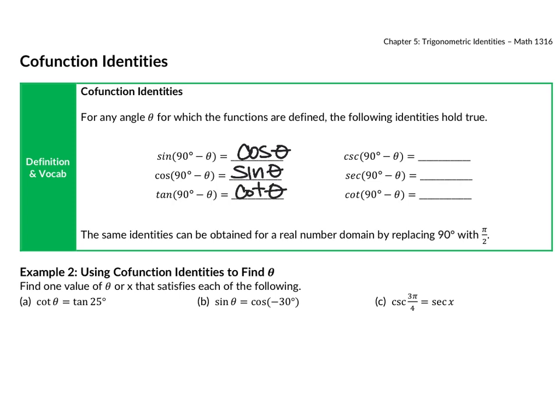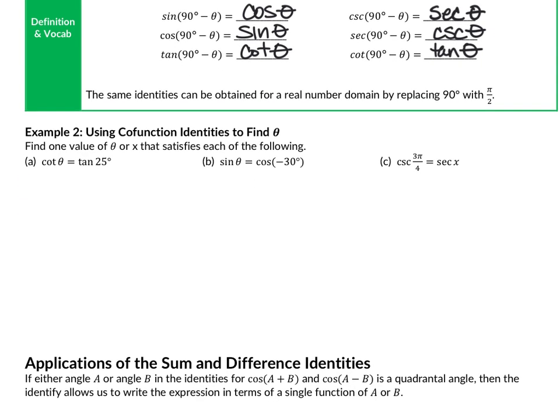Secant and cosecant are cofunctions. So cosecant of 90 minus theta is secant of theta, and vice versa. And then cotangent of 90 minus theta is equal to tangent of theta. Now we learned this in chapter 2 because we were dealing with triangles, so the cofunctions worked. But we can also use this in this chapter because these identities will help us find values of things in different ways. So we're going to find one value of theta or x that satisfies each of the following.